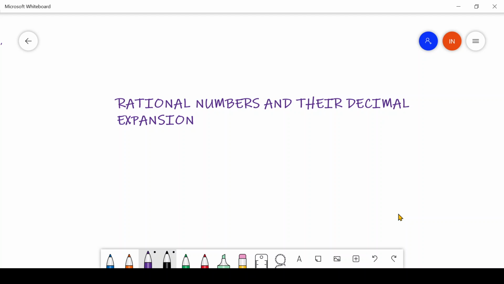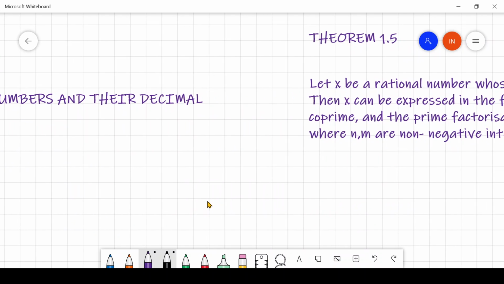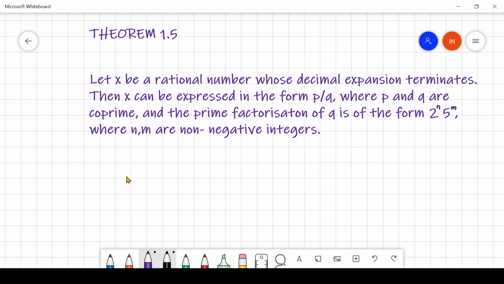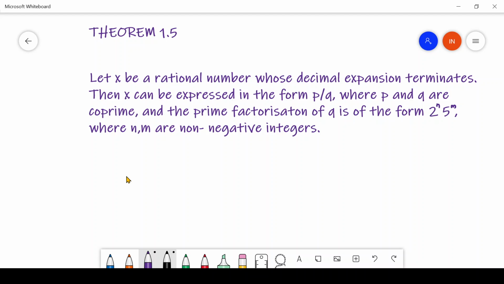In this session, I'm going to explain how you can understand whether the decimal expansion of a rational number is terminating or non-terminating, repeating. So we have some theorems based on this to prove. Let us see the first theorem based on this. Theorem 1.5, you can see in your textbook as well.